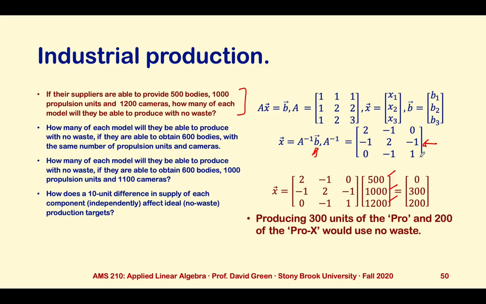So perhaps they ask, well, what happens if we can increase the number of bodies? Maybe that would allow us to make some of the light version as well. You might think this is a reasonable response. What does the light version use the least of? It uses the least of the cameras and propulsion units of all 3, so maybe just bump up the number of bodies. Bodies are also probably cheaper than cameras and propulsion units, and so maybe it's a place to look for variation.